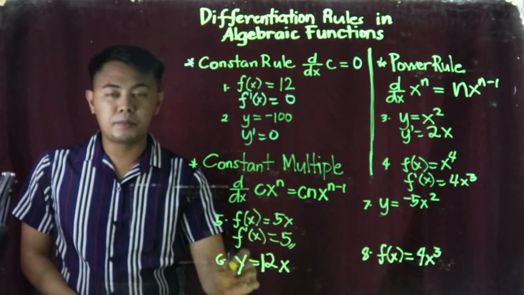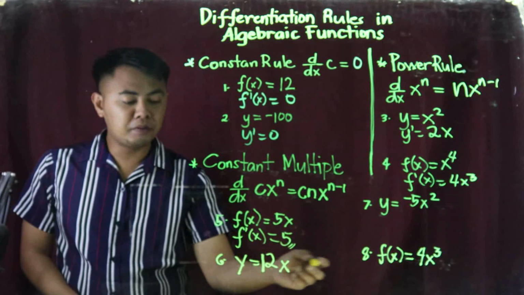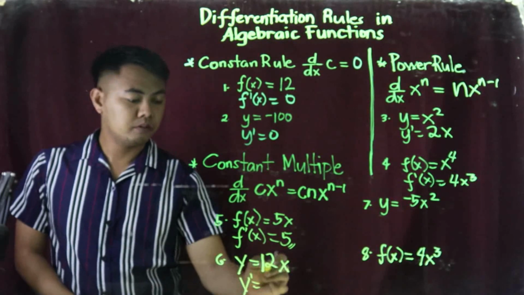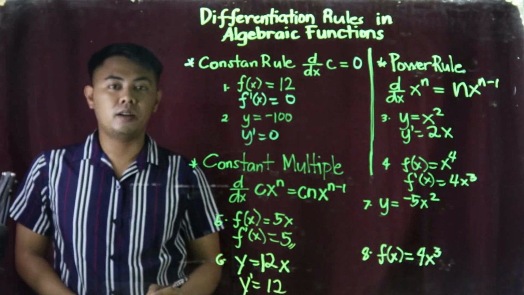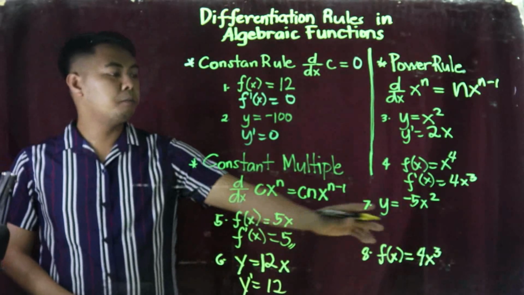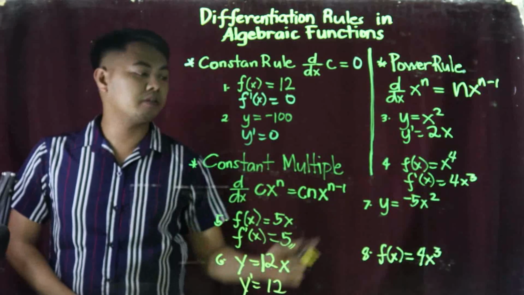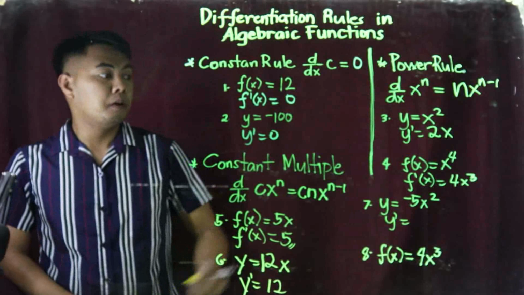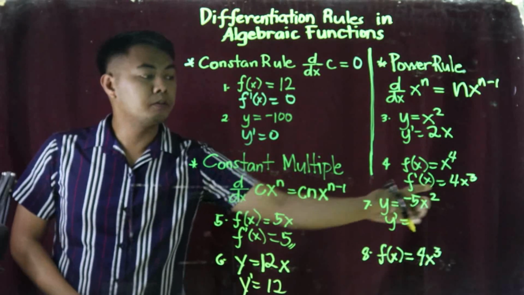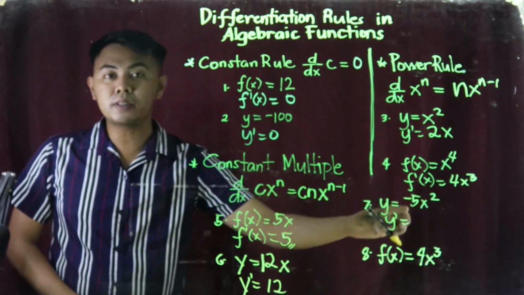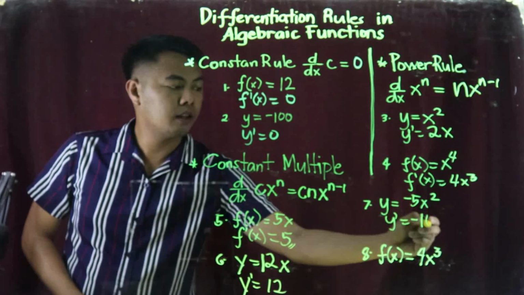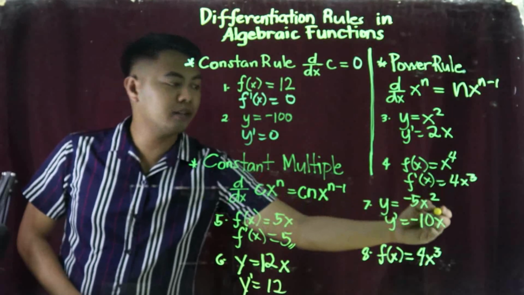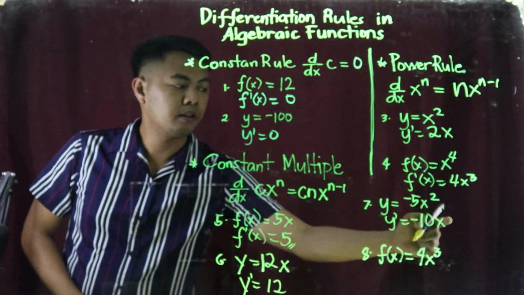Example number 6. y is equal to 12x. The derivative of this is equal to 12. Another example, example number 7: y is equal to negative 5x squared. The derivative, y prime, is equal to: multiply the exponent to the coefficient, 2 times negative 5, that is negative 10. Then subtract 1 from the exponent. 2 minus 1 is 1.